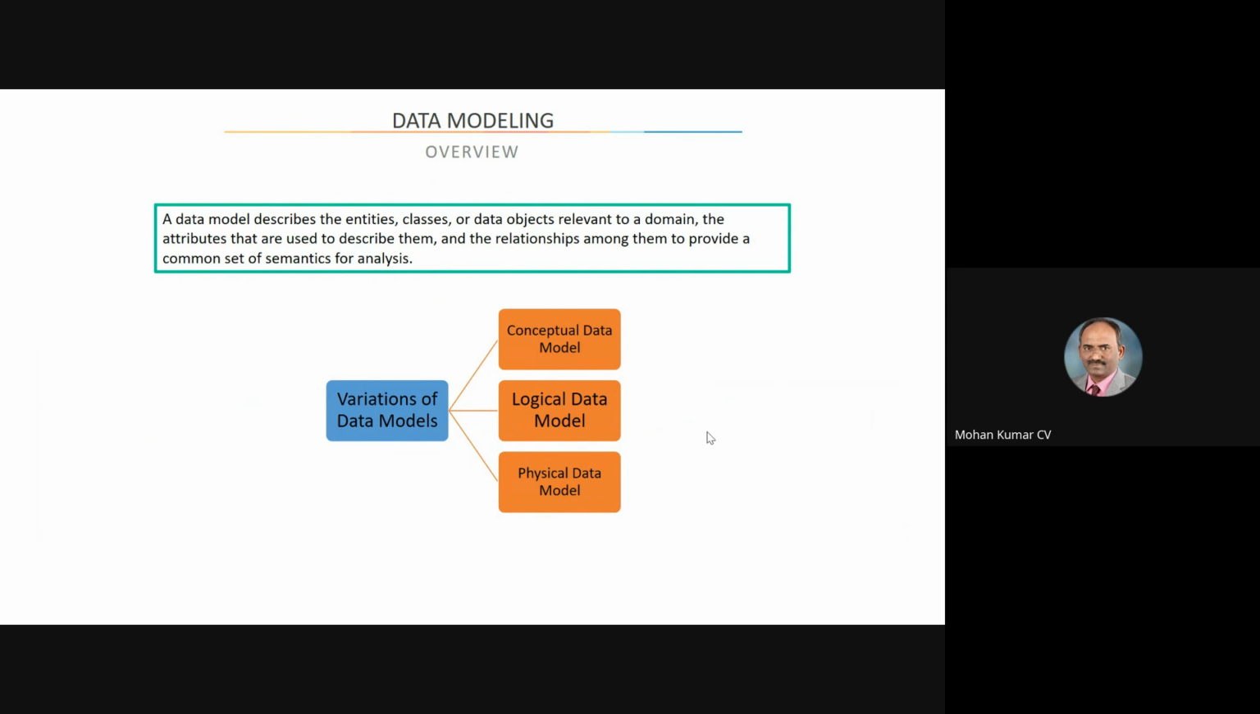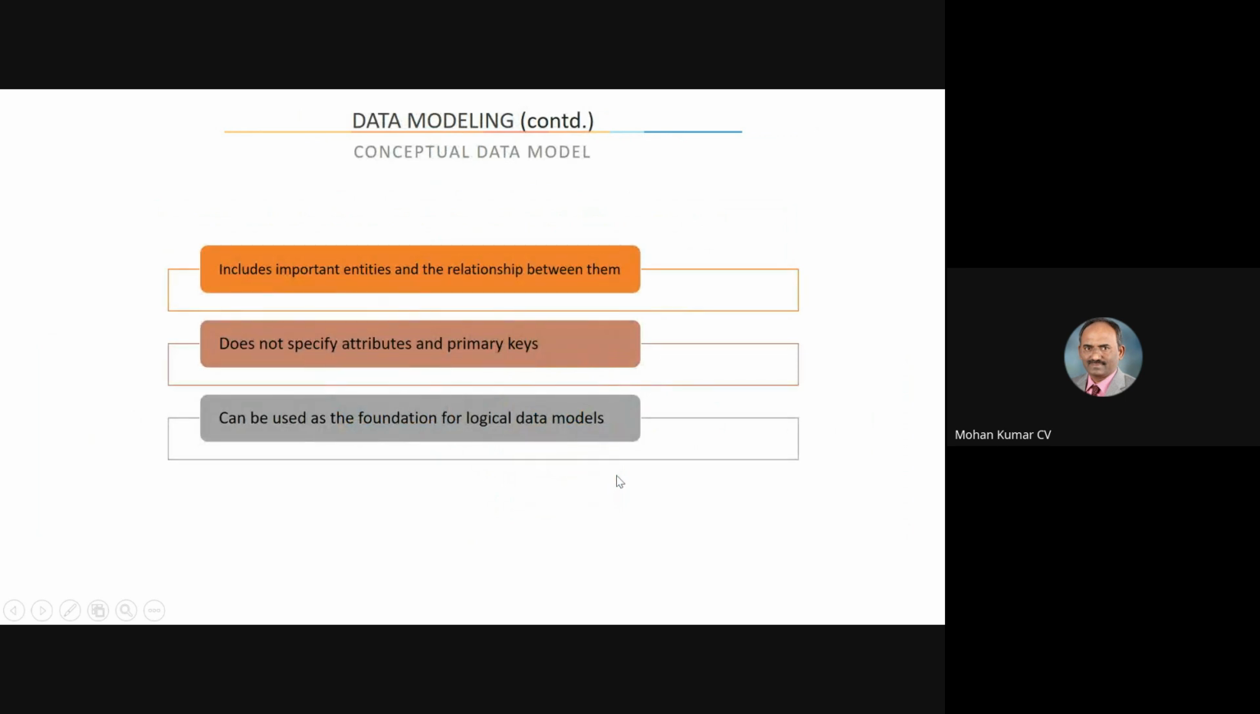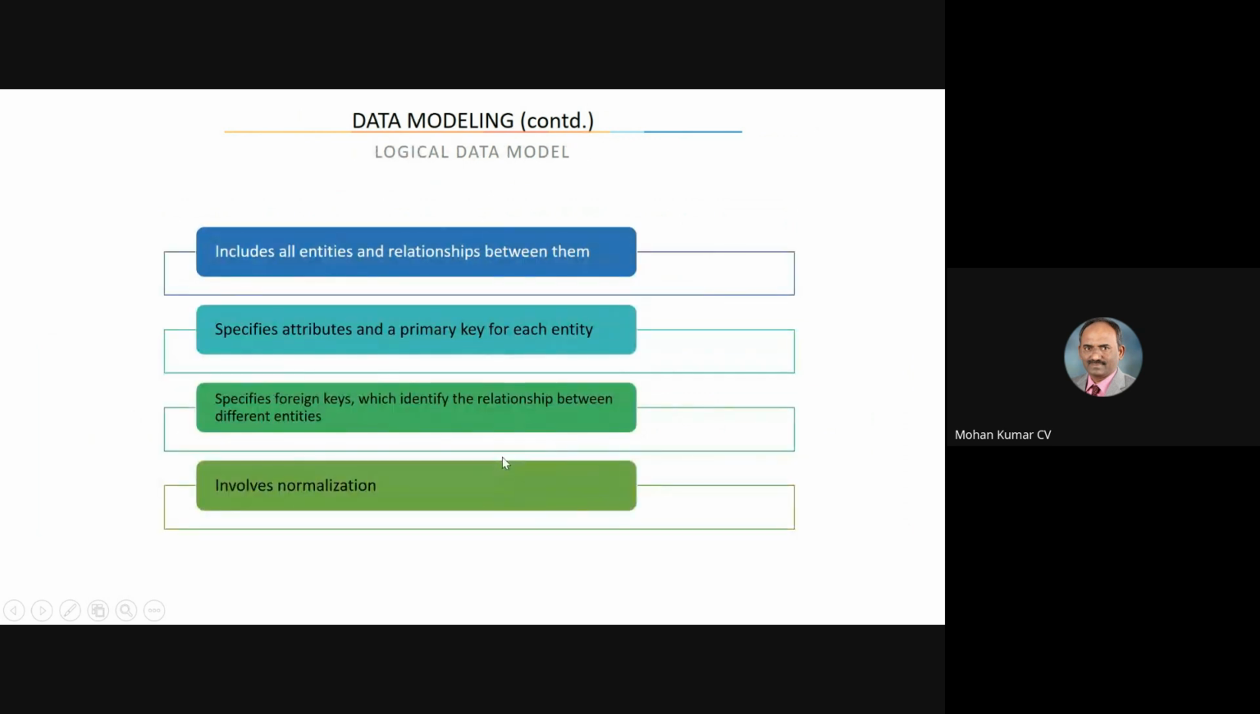Data modeling: a data model describes entities, classes, or data objects. This is again more to do with the database. I don't want to complicate it. There are different data models: conceptual data model, logical data model, physical data model. A conceptual data model includes important entities and relationships between them, does not specify attributes and primary keys, and can be used as the foundation for logical data models.